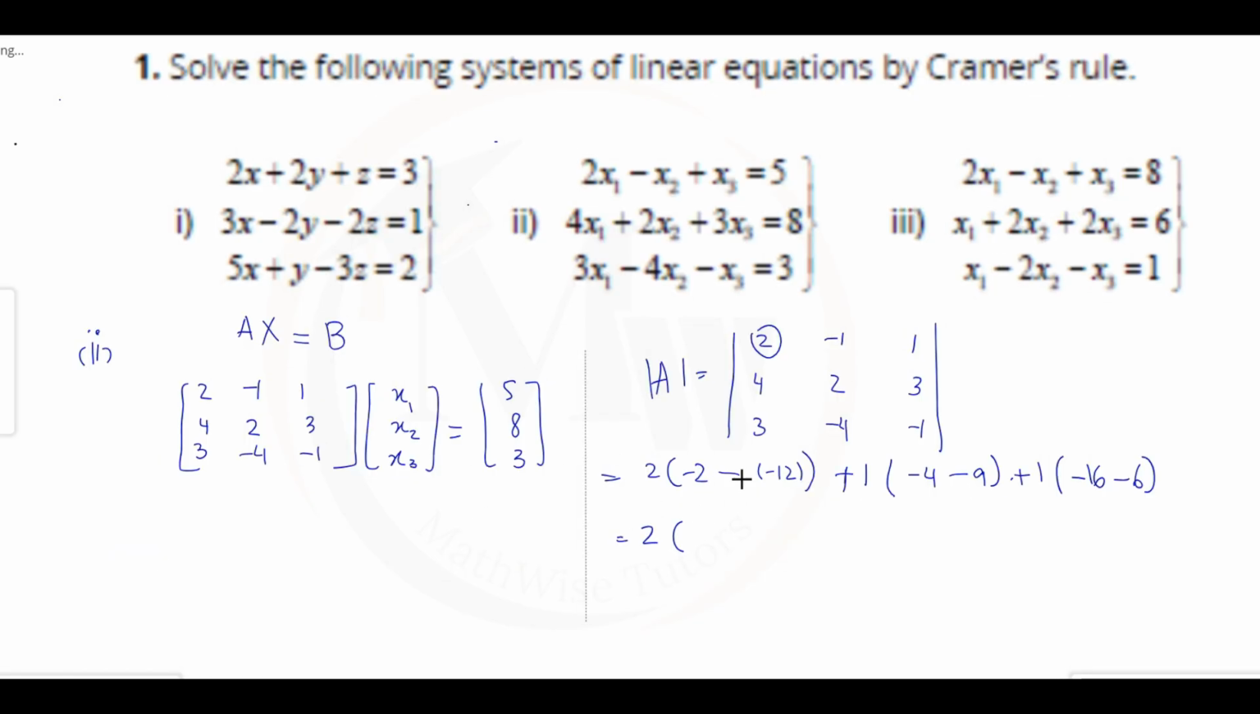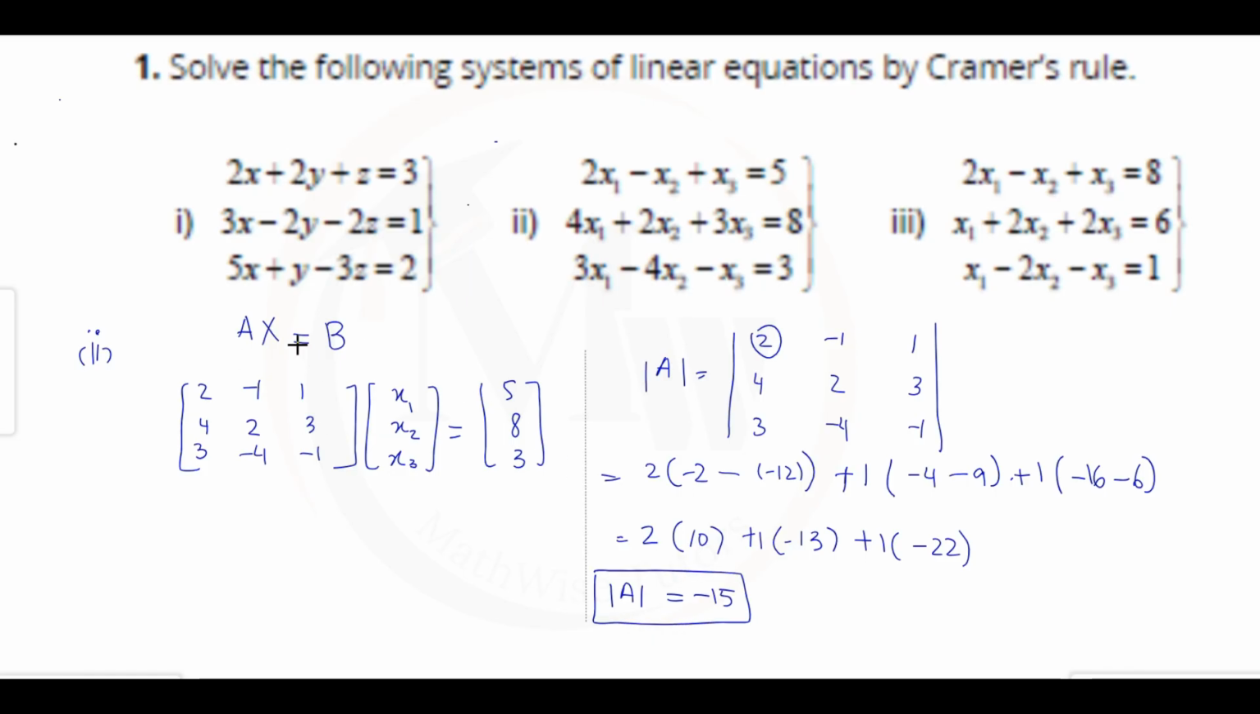Now solve this. It becomes 2 times minus 2 plus 12. Minus 2 plus 12 will be 10, plus 1 times minus 4 minus 9 is minus 13, plus 1 times minus 16 and minus 6 is minus 22. After solving all of these, we will have minus 15, which is the determinant. So the first thing you need to do is find the determinant, which we did.